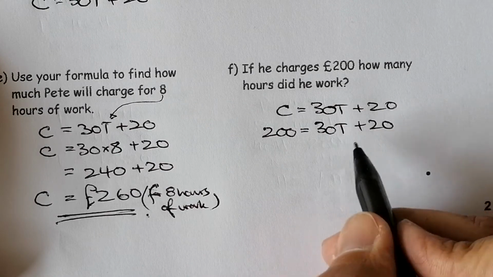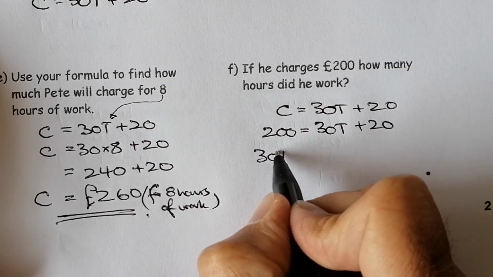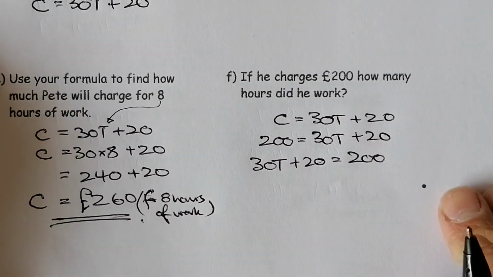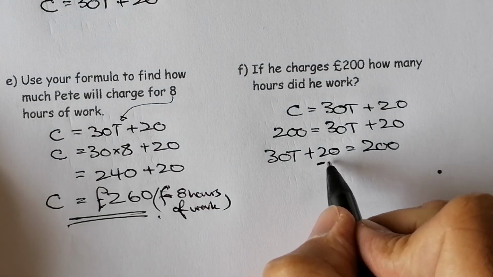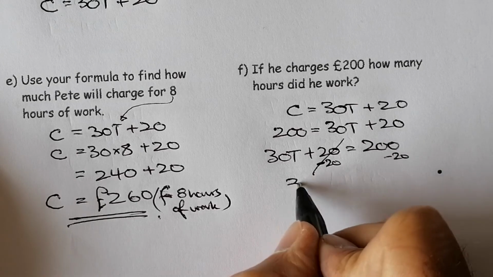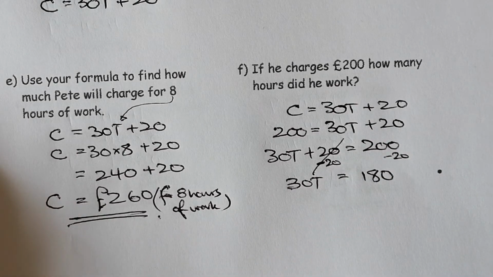Now I've got an equation to solve. I'm going to reverse them round, so 30t plus 20 equals 200. I've not done anything there, just rearranged it to make it easier. I'm going to take 20 from both sides. That eliminates the 20 that's there, which was the reason for doing that. That gives me 180 on that side.